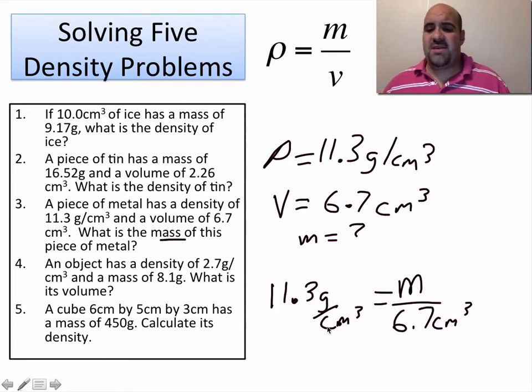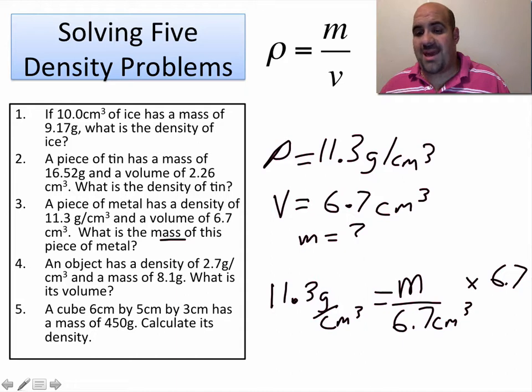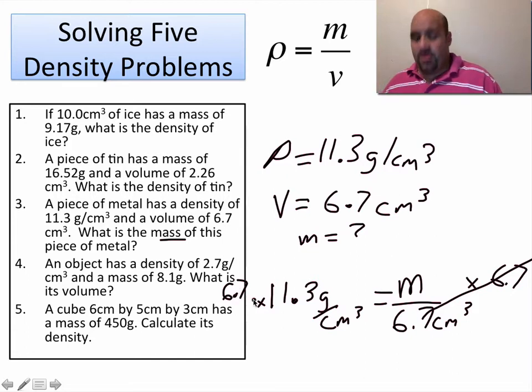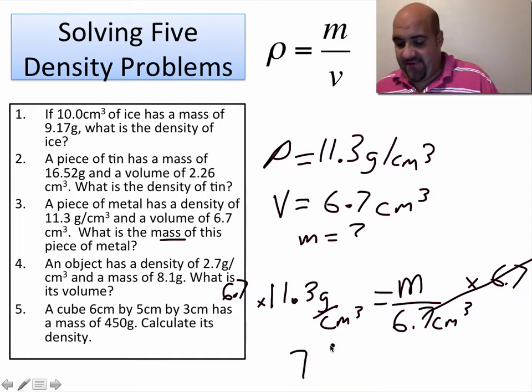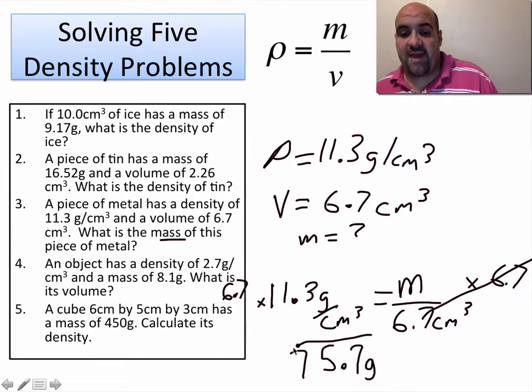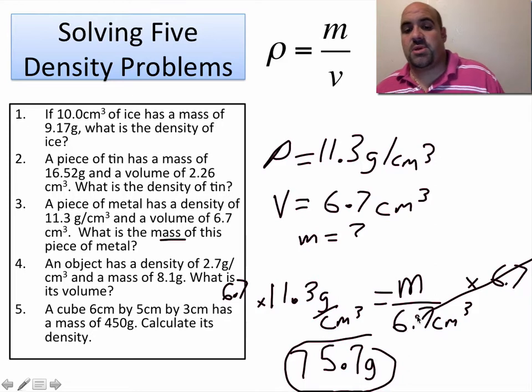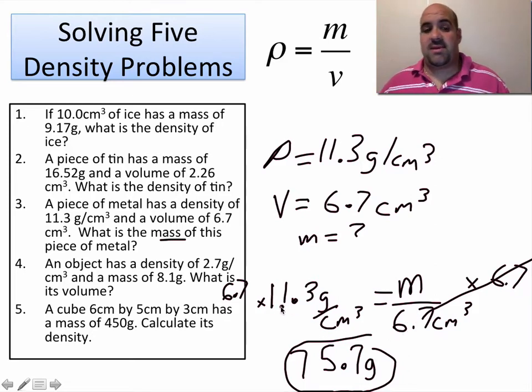So how do we solve this? Well, we need to get the mass all by itself. So if we multiply this side by 6.7 centimeters cubed, so that cancels, we also got to multiply this side by 6.7. So if we look at 11.3 times 6.7, we end up with 75.7 grams. Remember, the unit we're using here for mass is grams. So really we just multiplied by 6.7 to solve that.